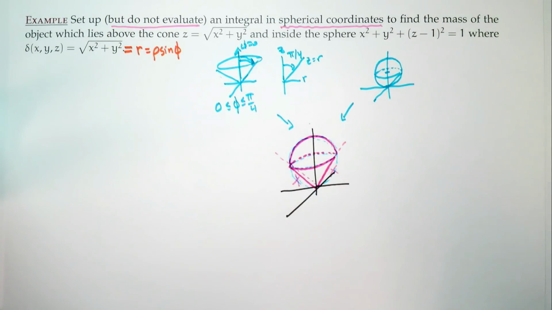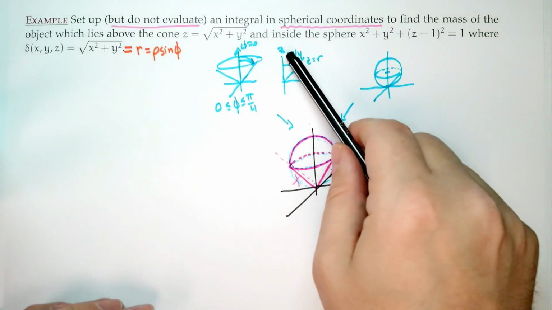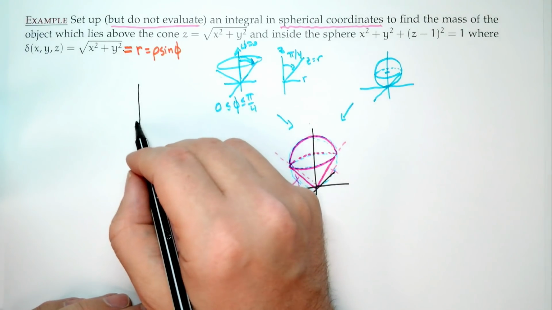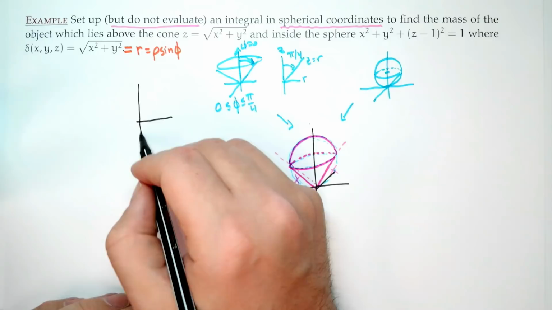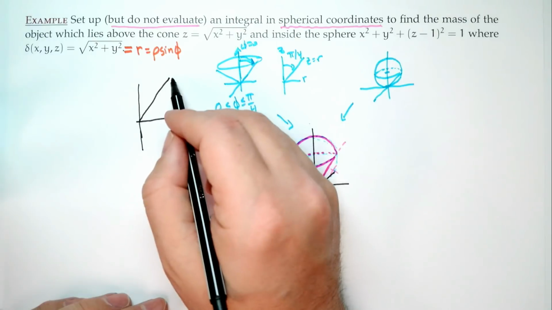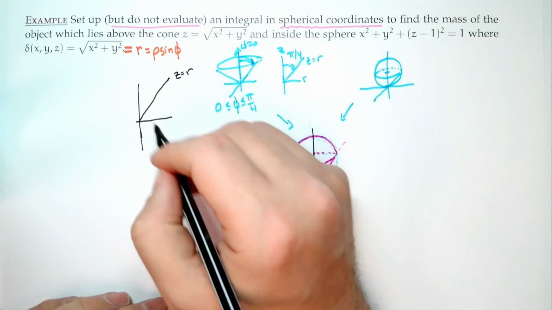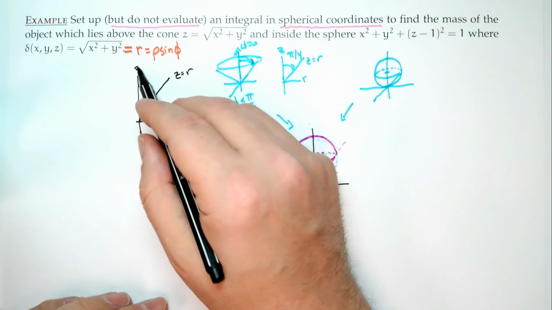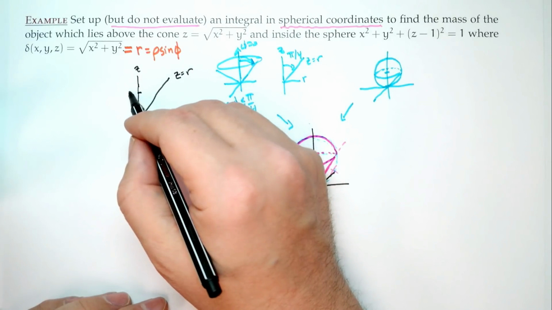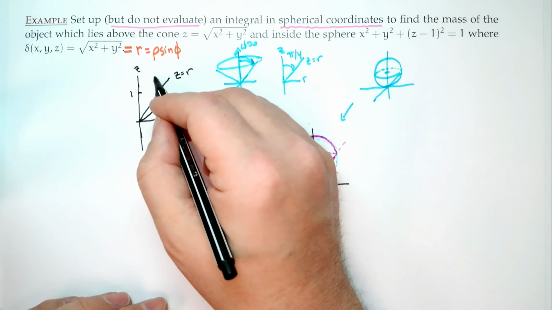How can you check that? Let's take a look at the zr slice. It might be easier to see. What's happening is we have this line, z equals r. It looks like y equals x if we don't label anything. And then you have the sphere. It's centered at 1, and it has a radius of 1.